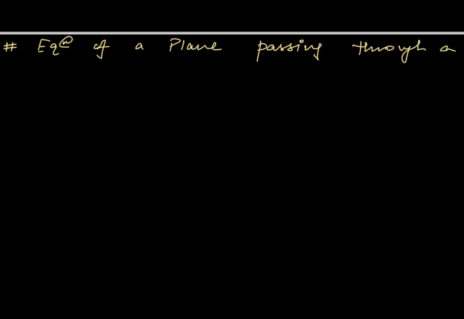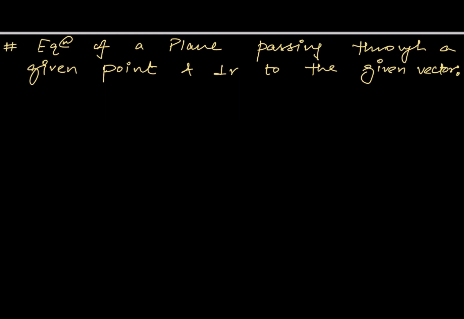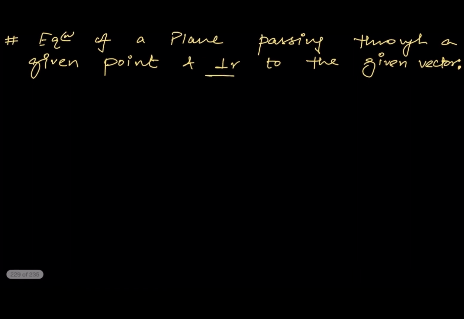So students, first of all, write down the heading: equation of plane passing through a given point and perpendicular to a given vector. Students, this is case 2 for the equation of plane. If these two things are given, that is, a point through which the plane is passing and a normal vector to which the plane is perpendicular, then we can always find the equation of plane.